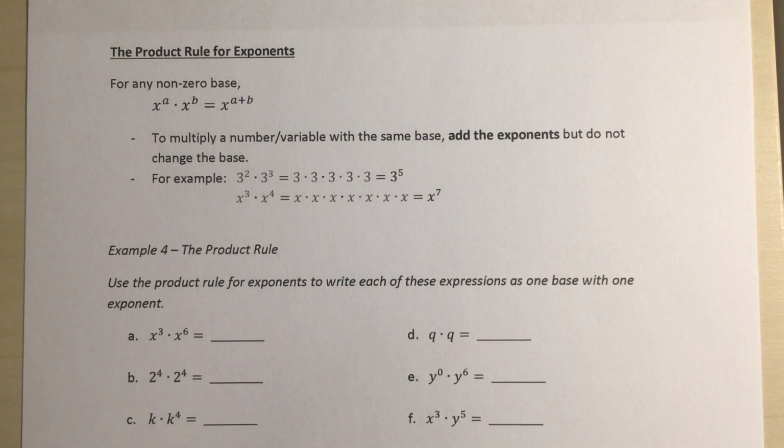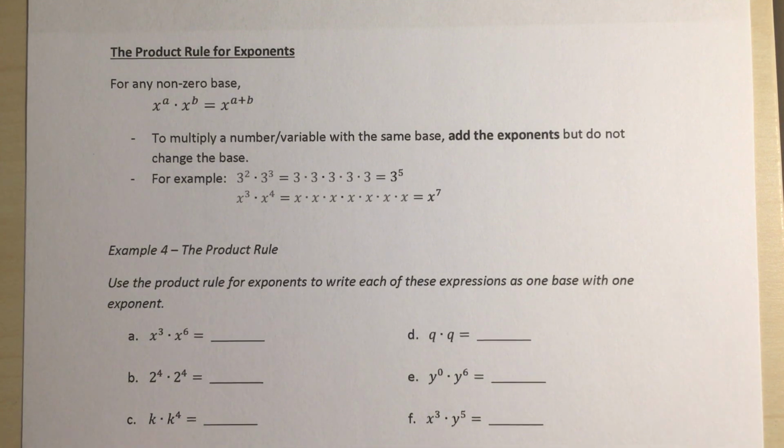The next rule that we're going to talk about in this section is our product rule for exponents. As we're thinking about this product rule, for any non-zero base, x to the a times x to the b equals x to the a plus b. So if we have either a number or variable as the same base, what we're going to do is add the exponents. We're not going to change the base.